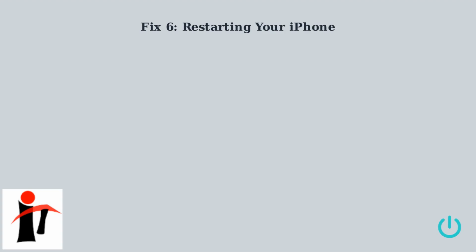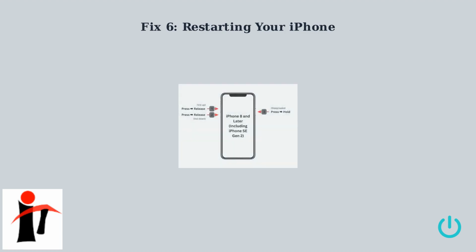A simple restart can often resolve temporary glitches that may prevent call screening from working correctly. To restart your iPhone, first press and release the volume up button. Next, press and release the volume down button. Then press and hold the power button. Slide to power off when the screen appears. Finally, press and hold the power button again to turn your iPhone back on. This process clears temporary glitches and should help restore call screening functionality.